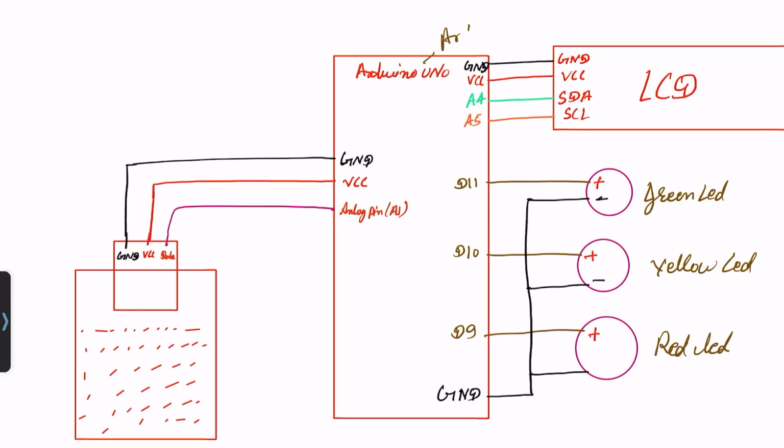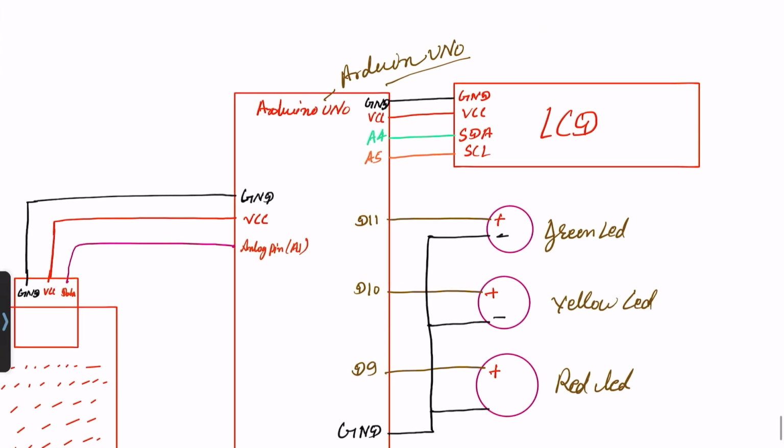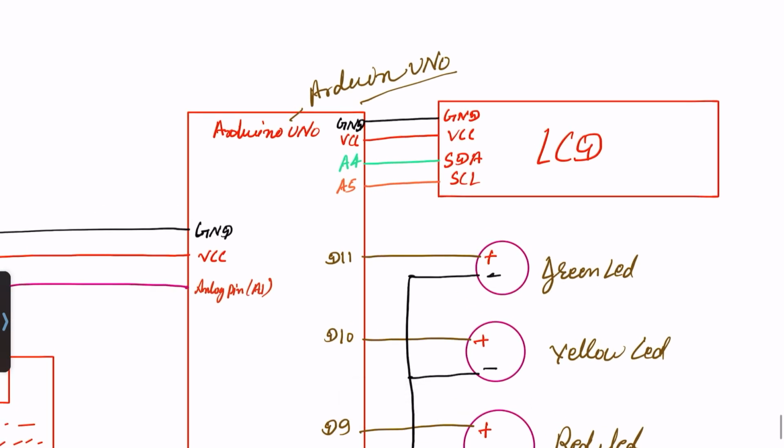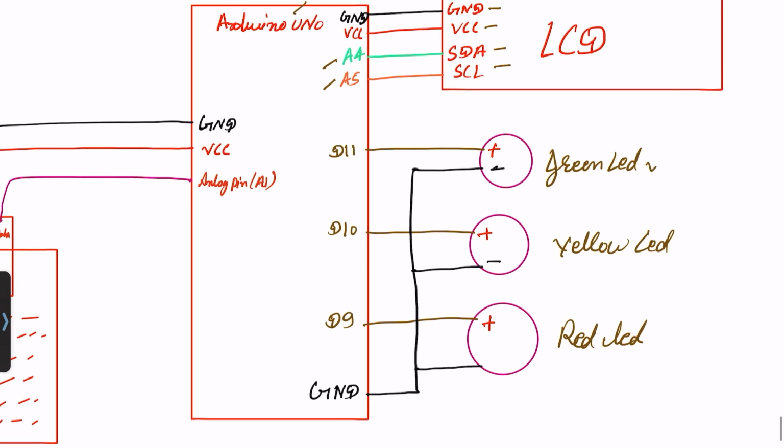Let's see this circuit diagram. In the circuit diagram, the main controller I use is this Arduino UNO microcontroller board. The 16x2 LCD display will be connected through the I2C protocol, so it requires only 4 wires: ground, VCC, SDA, SCL. I use 3 LEDs, green, yellow, red, and they will be connected to pin numbers 9, 10 and 11 and ground.